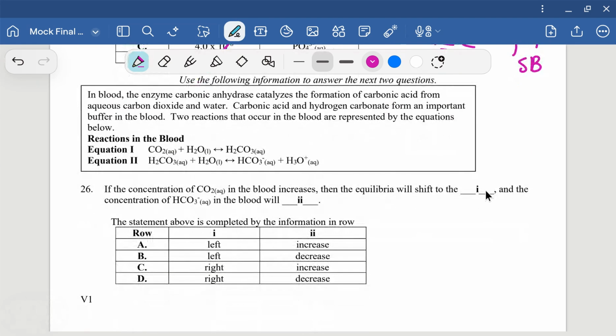Moving on to this next one, and this is about shifting. So we have systems in equilibrium, and if you were adding CO2, so CO2 is here, if we added this into the system, you would shift to the right. And then asking about the concentration of HCO3 negative in the blood. Since we are shifting to the right, we're making more of H2CO3. We would have to increase, because you would shift to the right to make more of that. So the answer is C.